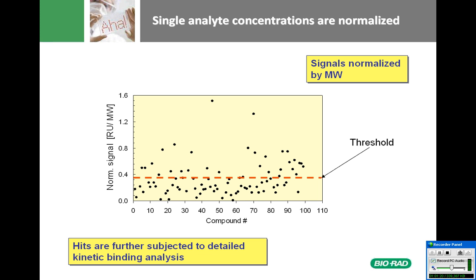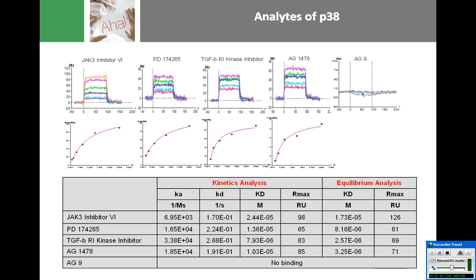Of course, one can use also a positive control, which is a very high affinity binder, and of course a negative control, an analyte that does not bind, as mentioned, as a negative control. And those that are above the threshold that was defined would be considered as hits, and they will be subjected to further detailed kinetic analysis.